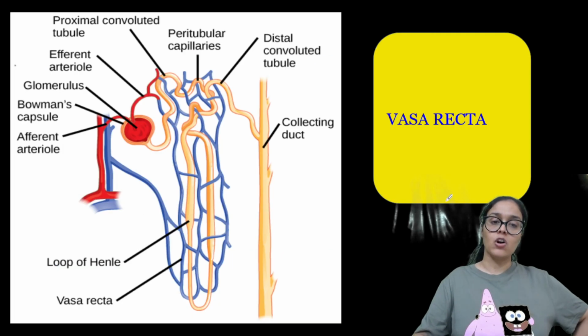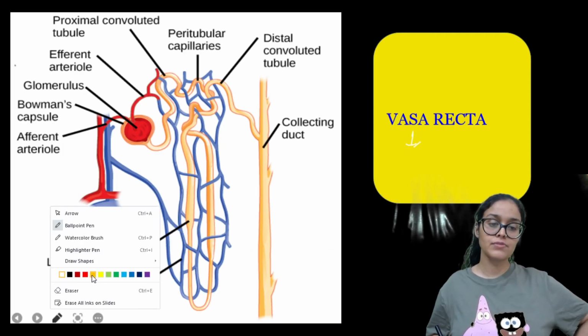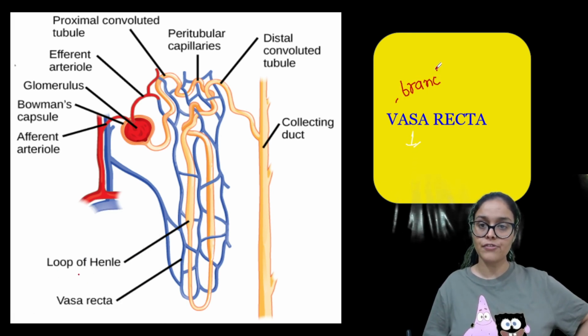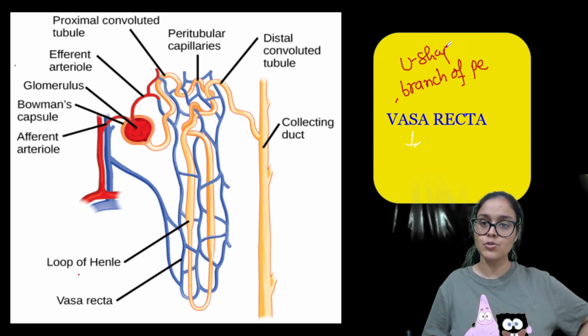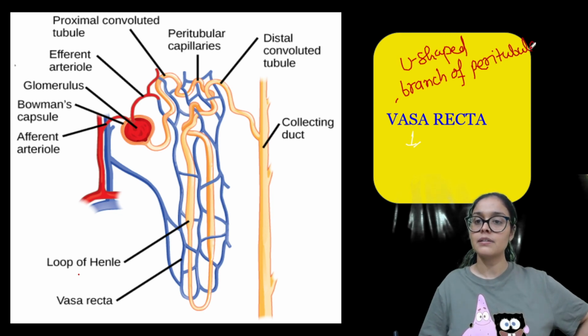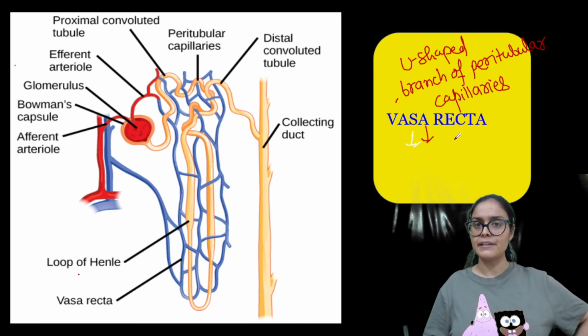And when we talk about the vasa recta, I have told you it's a branch of the peritubular capillaries, right? So it's a U-shaped branch of peritubular capillaries. And what is its purpose? So obviously it will be present U-shaped around the loop of Henle, as a branch of peritubular capillaries.